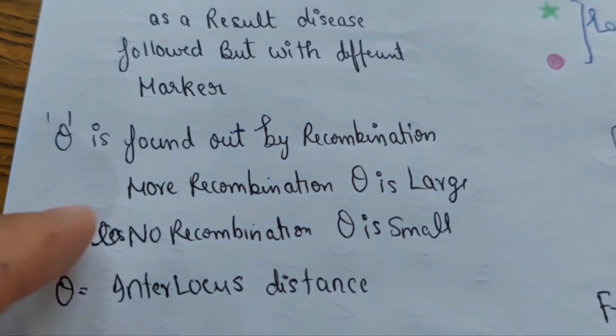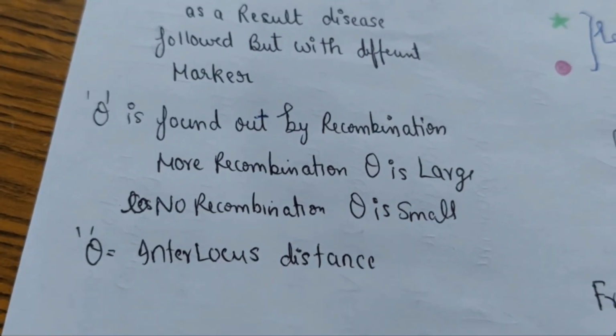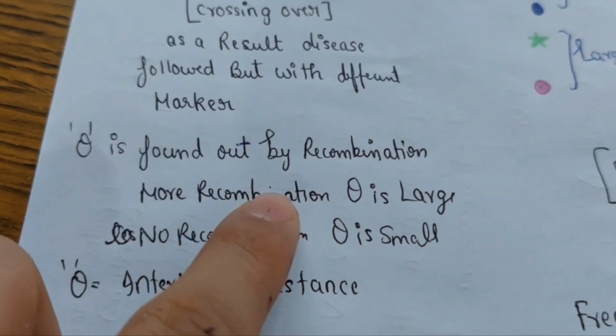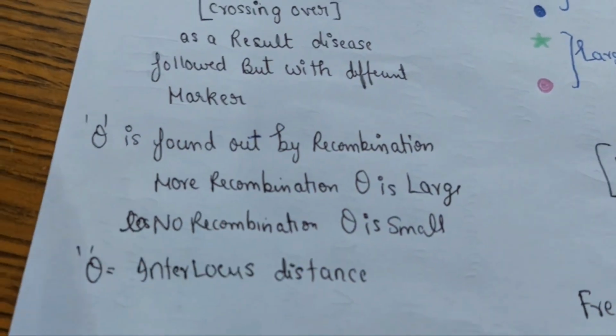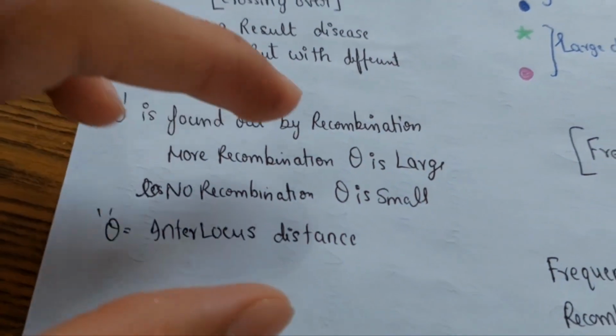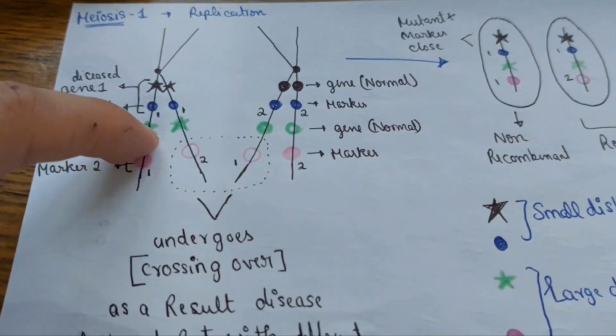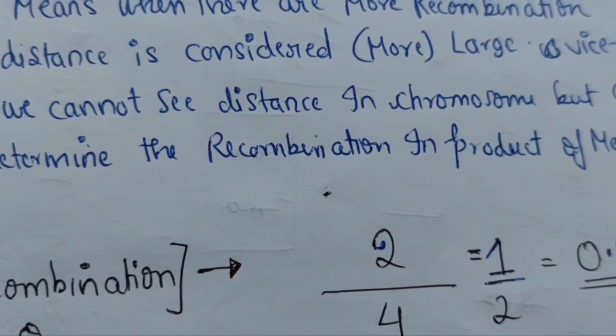So this means that theta is found out basically by recombination, which can be seen in the pedigree analysis. And if there is more recombination, like how we saw here, that means theta is large, and if there is less recombination, theta is small. And theta is basically the interlocus distance, that is the distance between the disease causing gene and the genetic marker which we are considering.